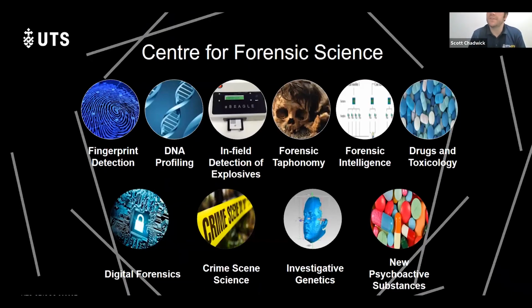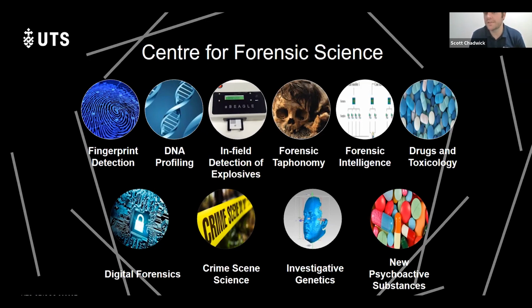So at UTS, we have the Centre for Forensic Science. Now, the advantage of being the first forensic science program in Australia is that over time, we've been able to develop a fairly diverse range of research areas. And we have academics that are world-leading academics in each of the areas that we have here. So fingerprint detection, DNA profiling, detection of explosives and gunshot residues, forensic taphonomy, which is the study of human decomposition and human remains. So at UTS, we have the Centre for the Study of Human Decomposition. It's the first in the Southern Hemisphere.